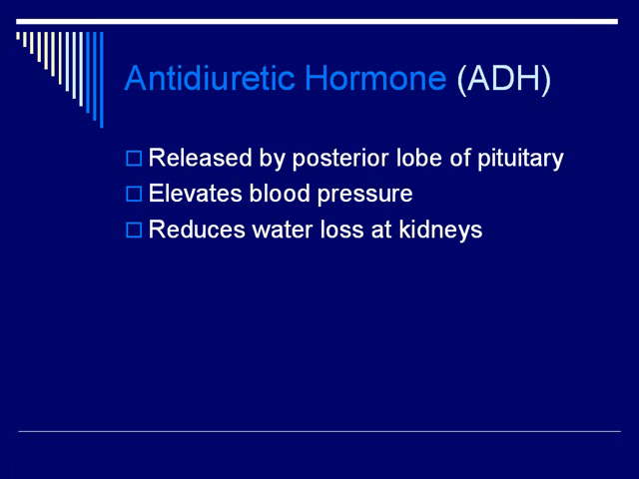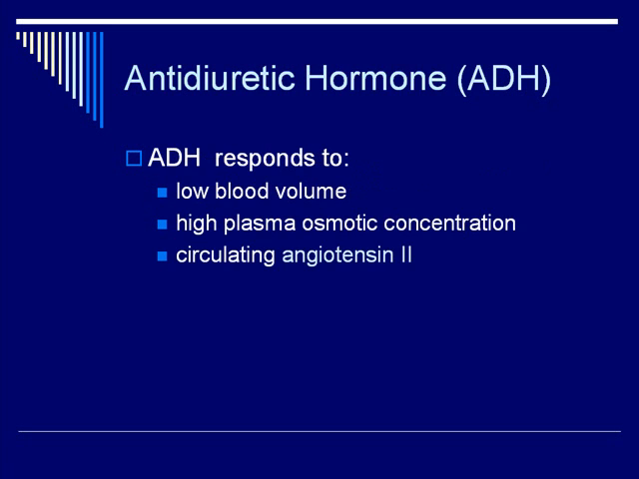Antidiuretic hormone reduces water loss at the level of the kidneys. Now, if you want to reduce the blood pressure, you give the person a diuretic. Get some of the fluid out of the bloodstream. It will help decrease the blood pressure. But in the case of low blood pressure, antidiuretic hormone, high levels of antidiuretic hormone will increase blood pressure.